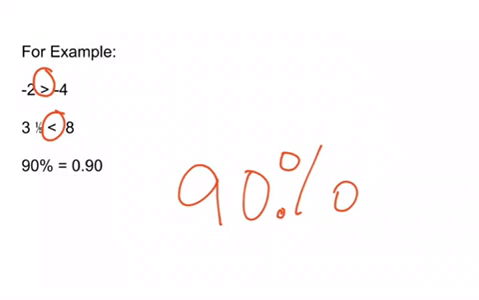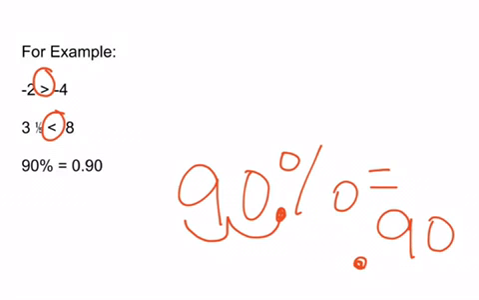90%, here's the decimal, move it 2 places to the left, and that changes the percent into a decimal, moving it 2 places to the left, because percent means out of 100. And so we're going to move it 2 places to the left, dividing 90 by 100, or putting this 0 in the hundredths place.